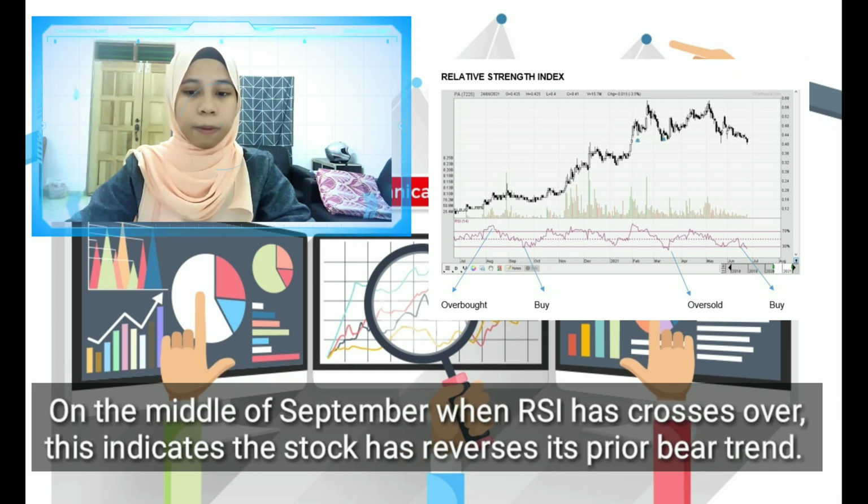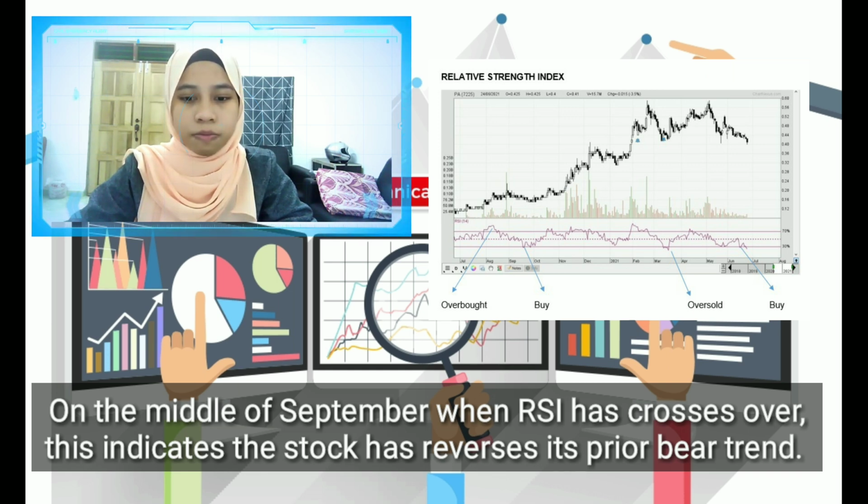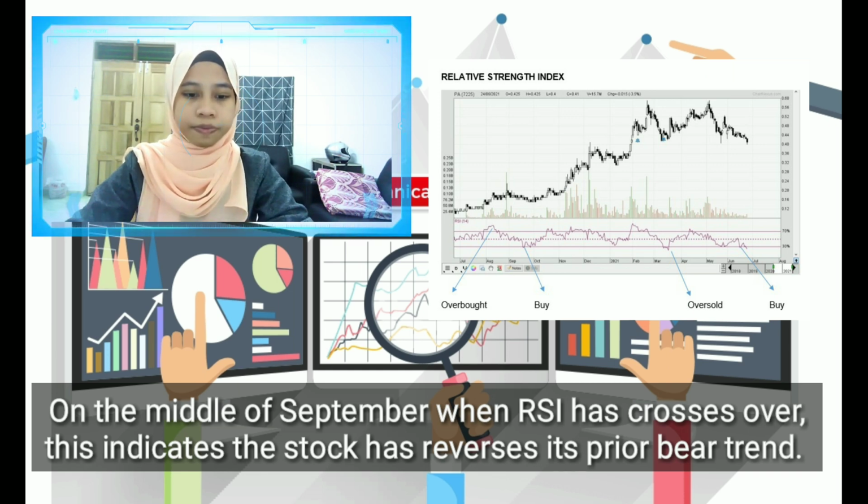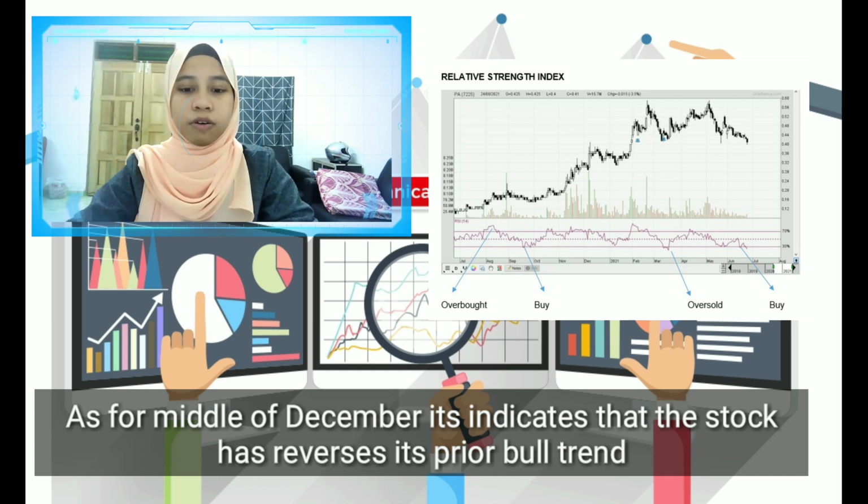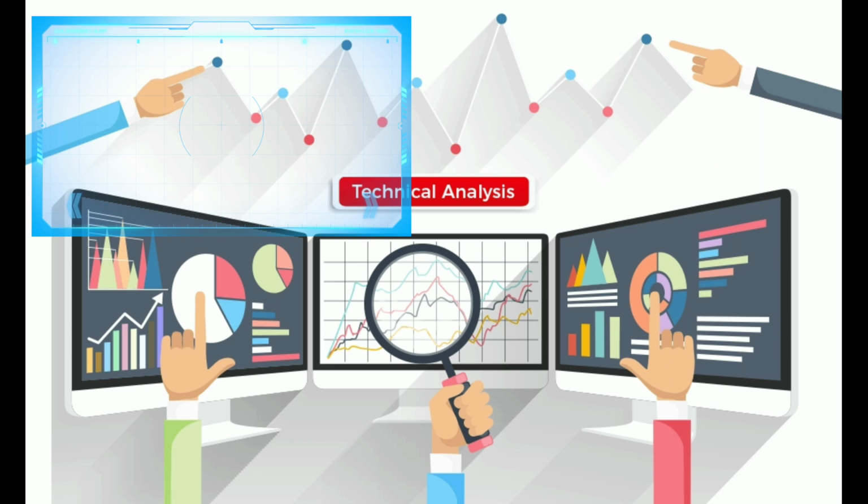In the middle of September, when the RSI crosses over, this indicates the stock has reversed its prior bear trend. As for the middle of December, it indicates that the stock has reversed its prior bull trend.